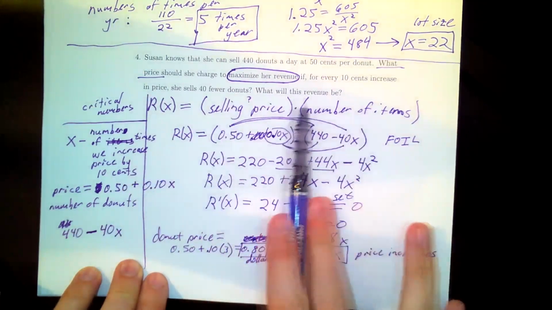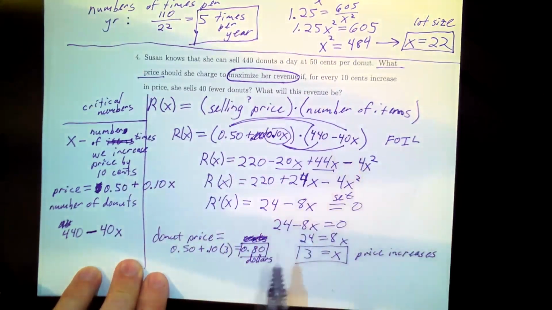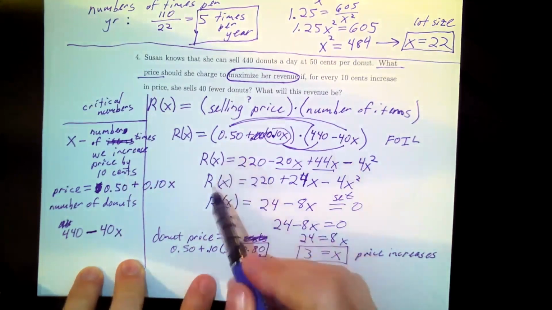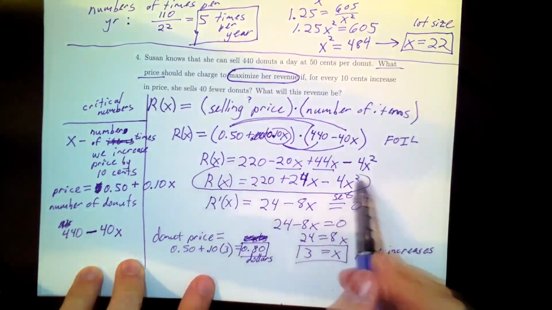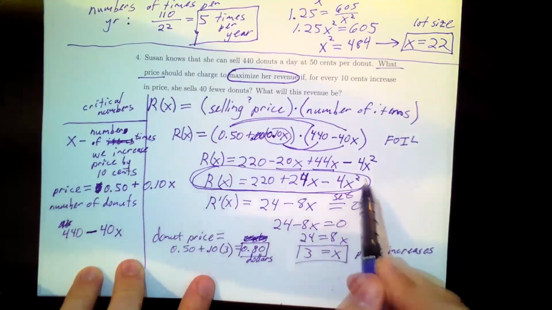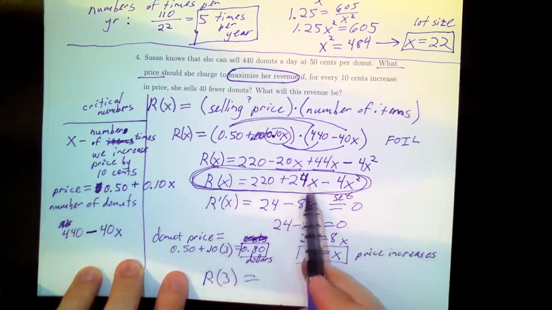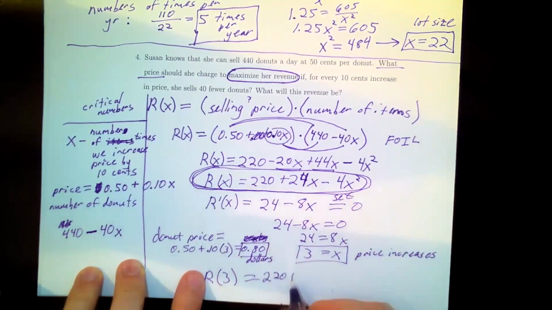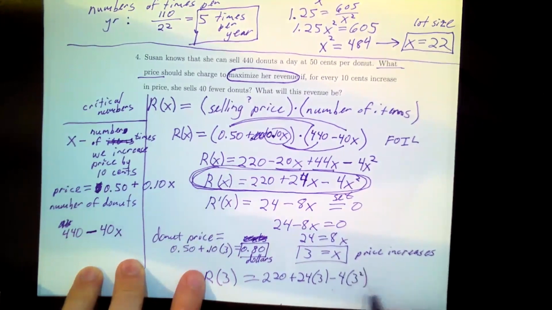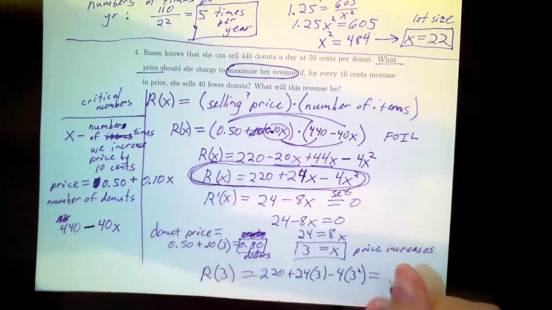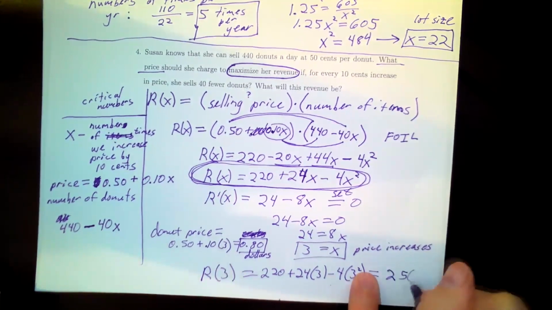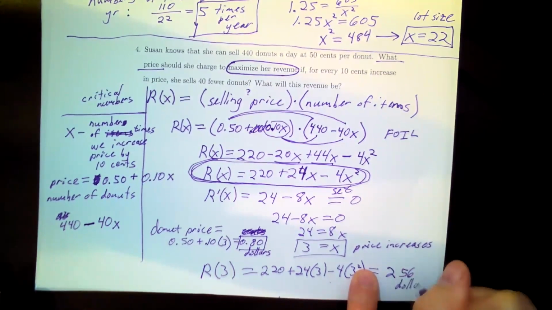And then it says, what is that revenue then? So if this is the price of the donut, and we had 3 price increases to maximize revenue, if I wanted to know what the actual revenue itself was, you take x equals 3 and put that into the revenue function. So find R of 3. Plug 3 in here. This gives you 256 when you punch it out on your calculator. Now that's $256.